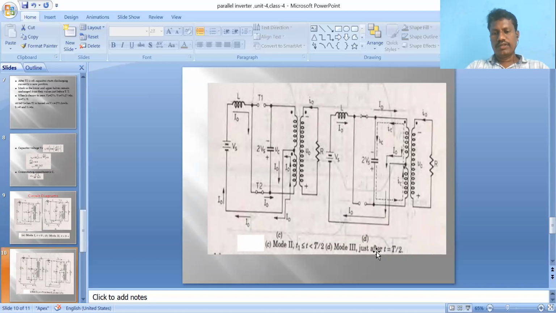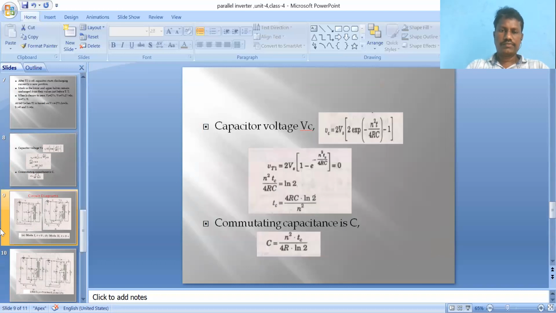Then after T is equal to T by 2, it is called mode 3. So T2 is complementary commutated by the capacitor voltage minus 2 VDC. Automatically T2 will turn off. Then a firing pulse is given to T1. So T1 turns on. The load current is the same. Load voltage is positive. Then the capacitor voltage, which was minus, again becomes plus 2 VDC. So those are the waveforms we are getting.